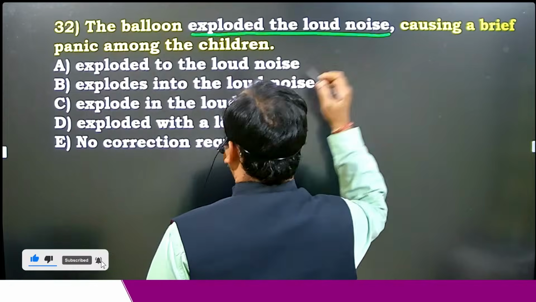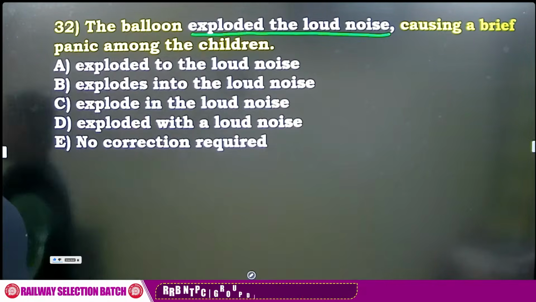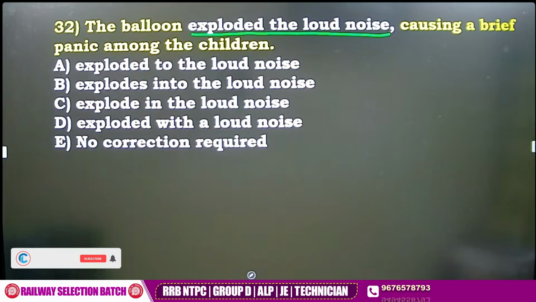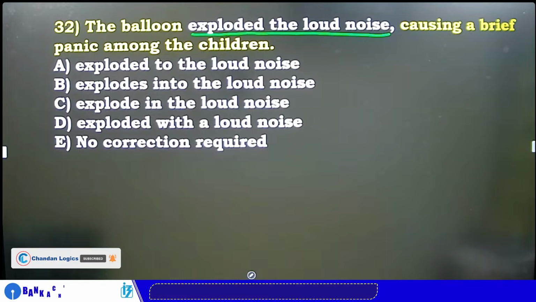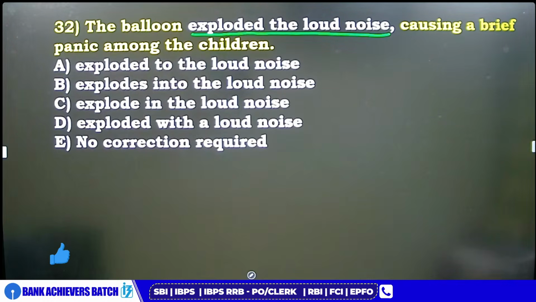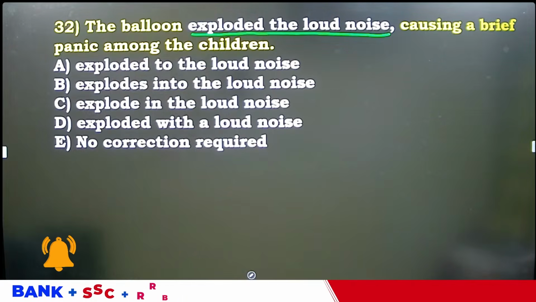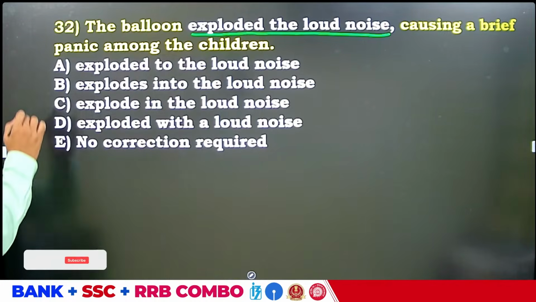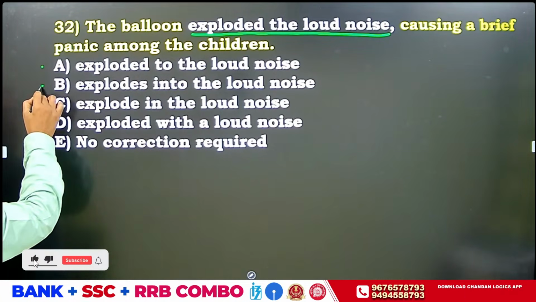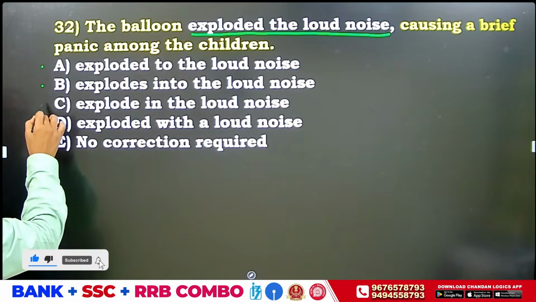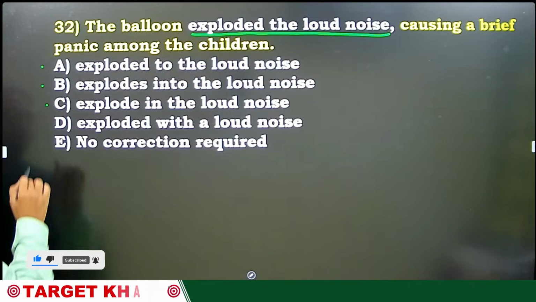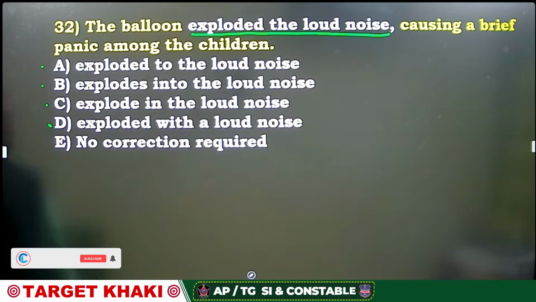Okay. Can you try this question number 32, guys? The balloon exploded. The loud noise. The balloon exploded to the loud noise. The balloon exploded into loud noise. The balloon exploded in the loud noise. The balloon exploded with the loud noise.